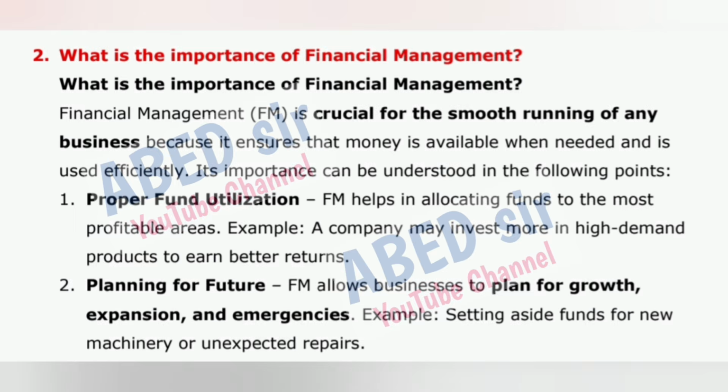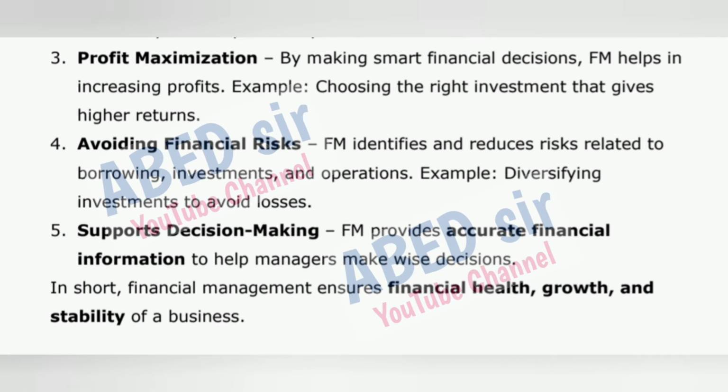1. Proper fund utilization. FM helps in allocating funds to the most profitable areas. Example: a company may invest more in high-demand products to earn better returns. 2. Planning for future. FM allows businesses to plan for growth, expansion, and emergencies. Example: setting aside funds for new machinery or unexpected repairs. 3. Profit maximization. By making smart financial decisions, FM helps in increasing profits. Example: choosing the right investment that gives higher returns.